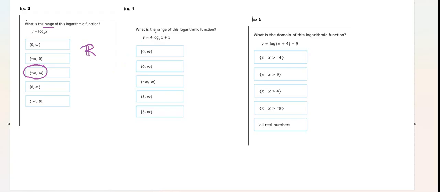So always pay attention to what they're asking you for. Again, they want range. We don't have to mess with any of this. It's just going to be all real numbers once again. So we've got to find the correct notation that they have there.